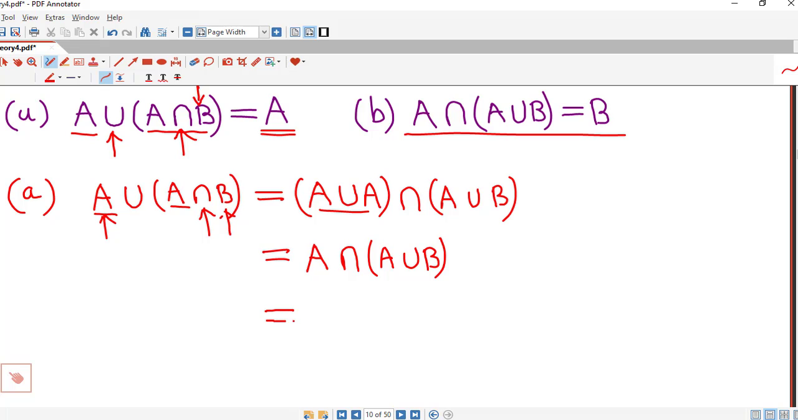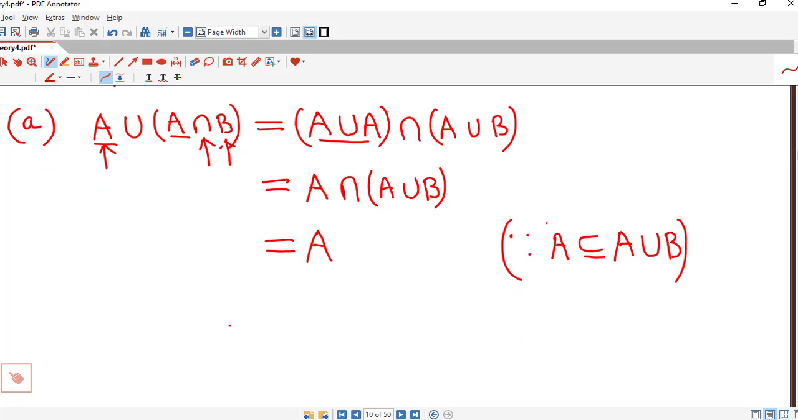Now we know that A union B always contains set A. So we know that A is subset of A union B. So because A is subset of A union B, their intersection is set A. So therefore we have proved this first absorption law, A union A intersection B equal to A. Similarly we can prove second one.